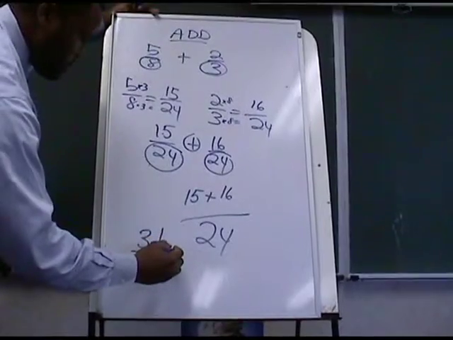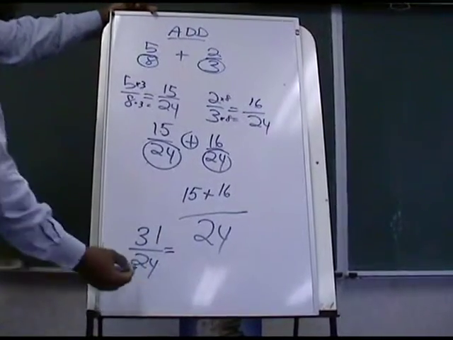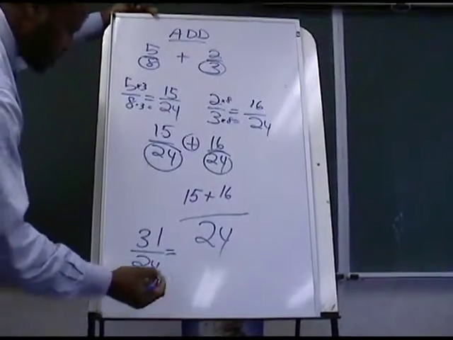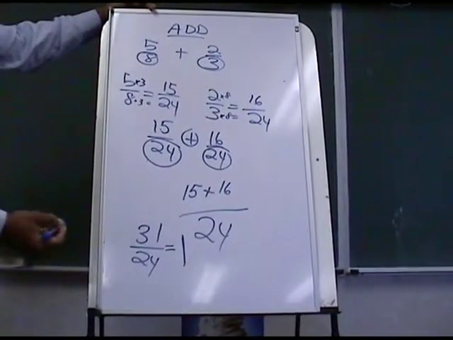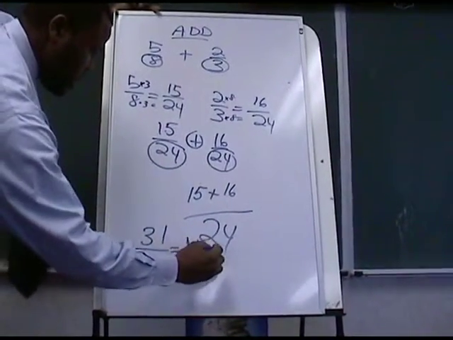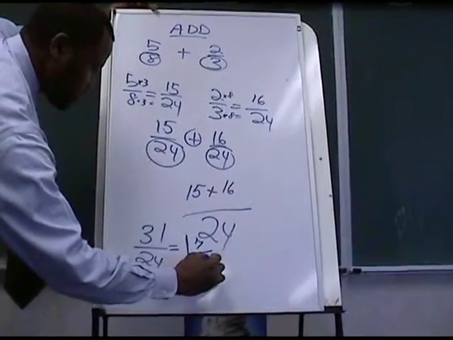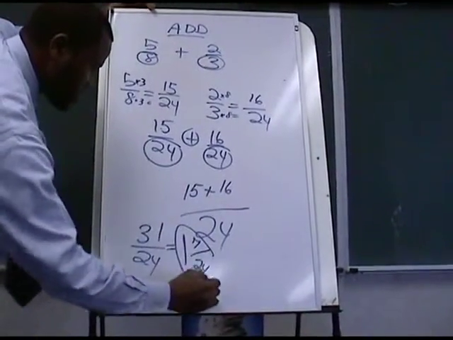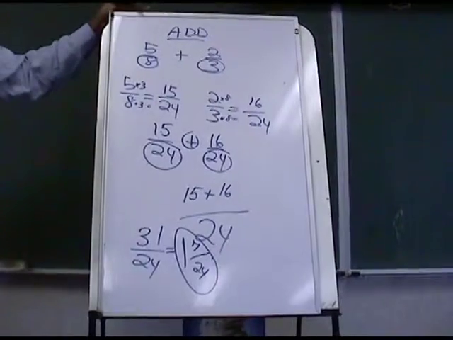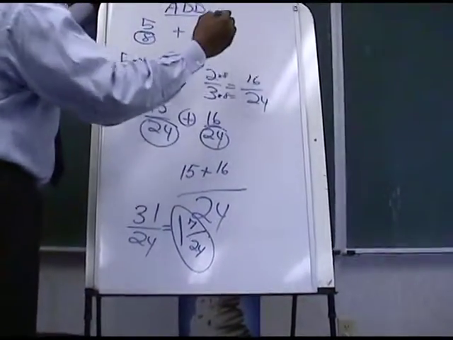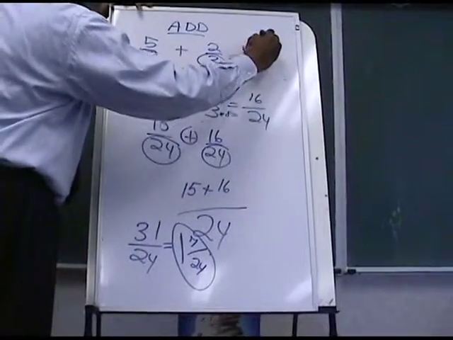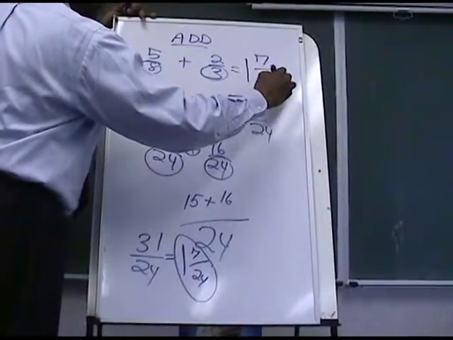So to get that to be a mixed number, we divide 24 into 31. 24 goes into 31 one time, and we have 7 left over, and that's over 24. So the answer is 1 and 7/24. So 5 over 8 plus 2/3 is equal to 1 and 7 over 24.